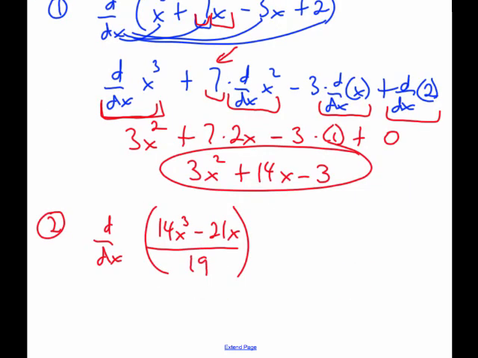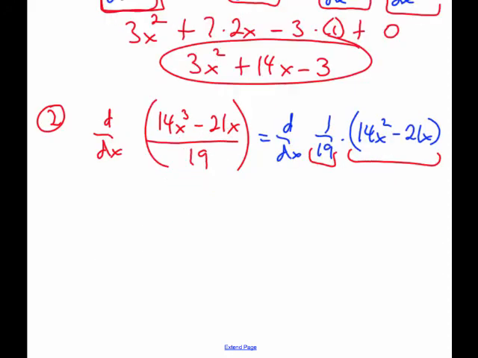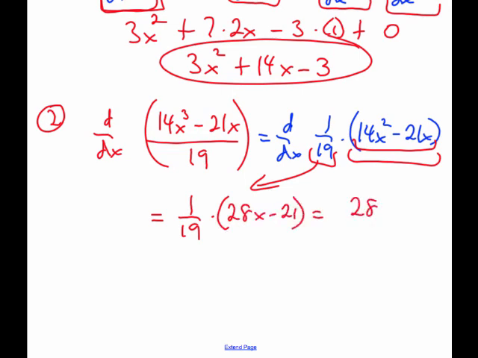Alright, one last example. The derivative of this function, which looks a little bit more complicated. But what I could do here is, since I have a constant times a function, I can pull the constant outside. So I know that the derivative is going to be 1/19 times the derivative of this function, which is the derivative of a difference involving the power rule within it. So that would be 28x minus 21, and so that's my derivative, written nicely like so.